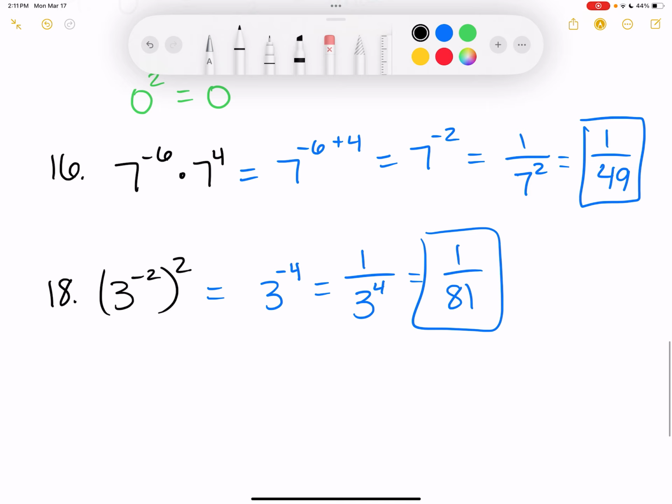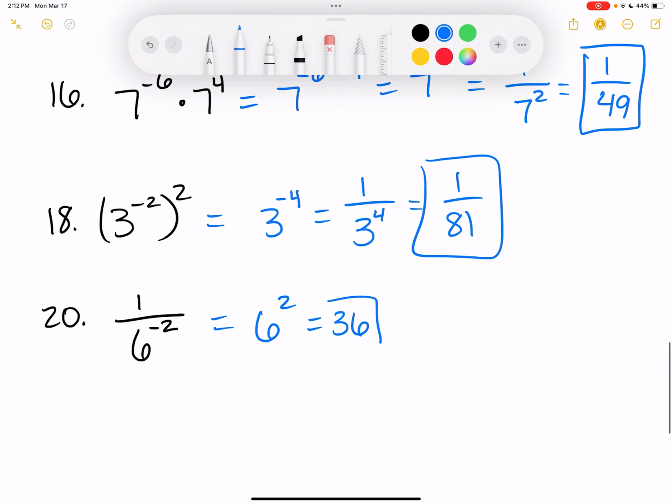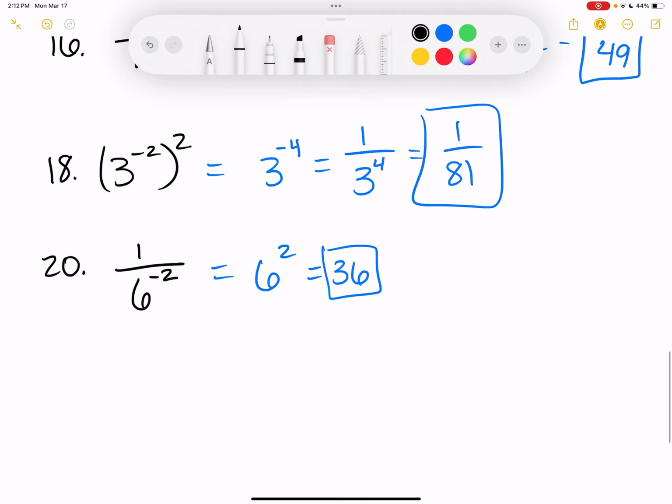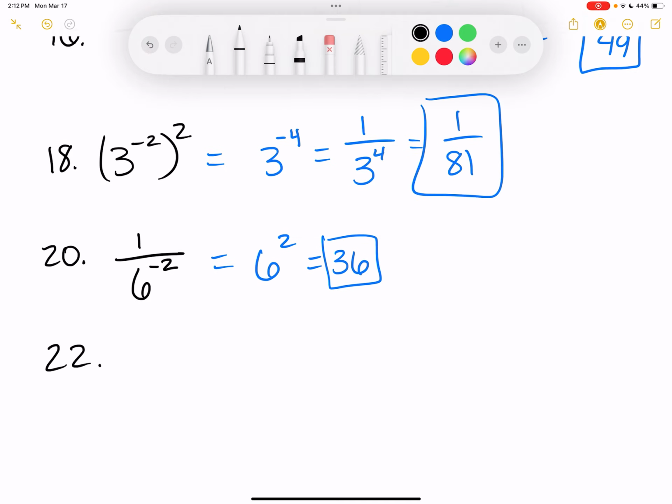Problem 20: 1 over 6 to the negative 2. This one's a little different. What's different about this problem? It's already in a fraction. The exponent that's negative is on the bottom, so I need to move it to the top. Put it where it ain't and make it positive. I'm moving it from bottom to top. So this one just becomes 6 squared, which is 36.